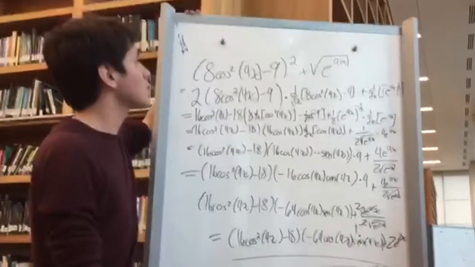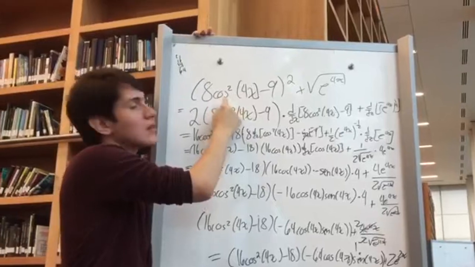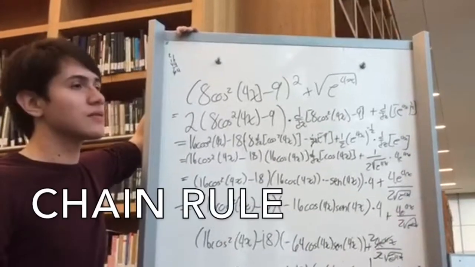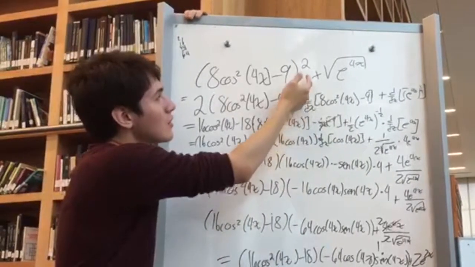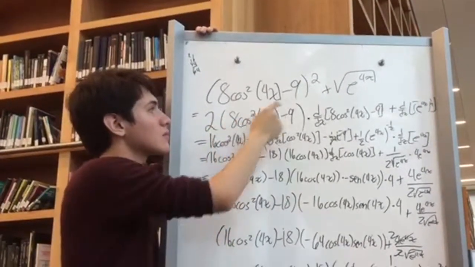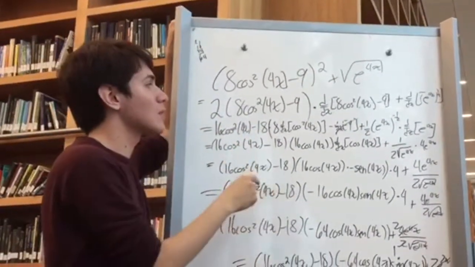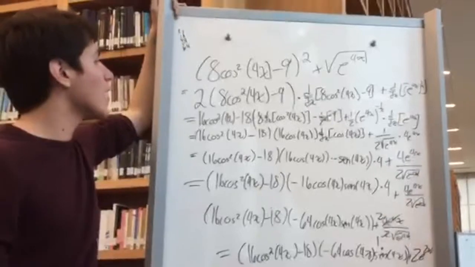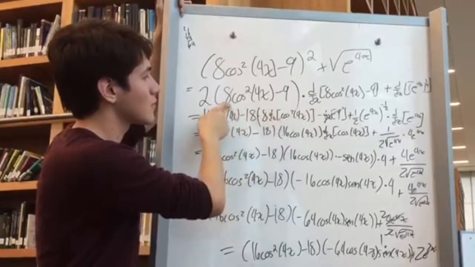So, as you can see here, this whole function is being affected by the 2. It's all squared. So what you have to do here is use the chain rule. You get your exponent, you turn it into its coefficient, and you subtract 1 from the exponent. That ends up being 1, so you don't need to put it in there. After that, you have to get the derivative of the inner function and multiply it by this function.